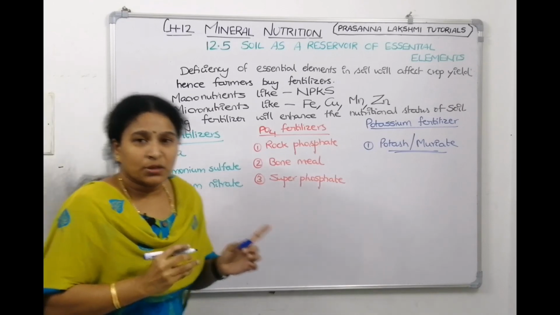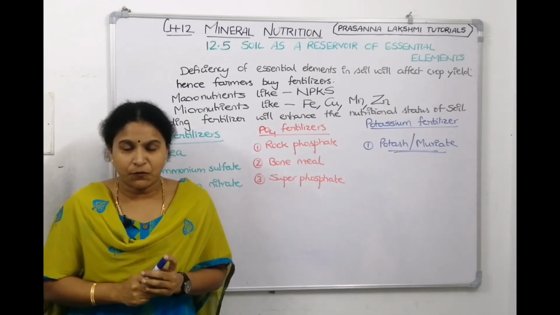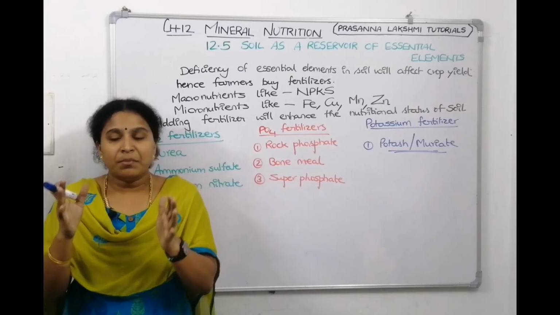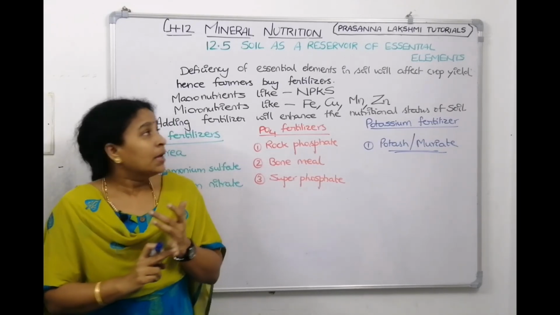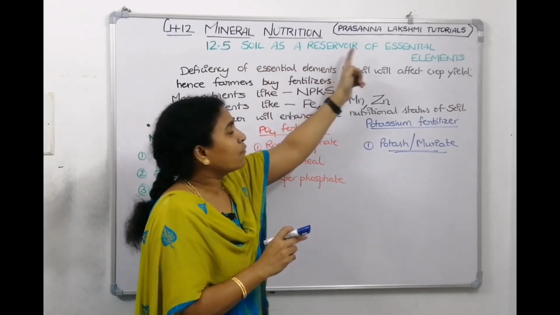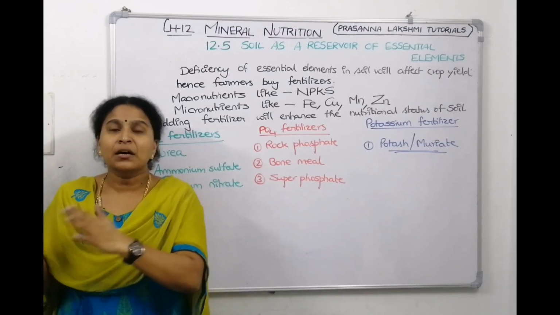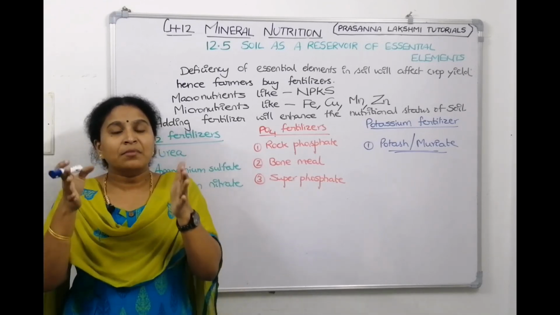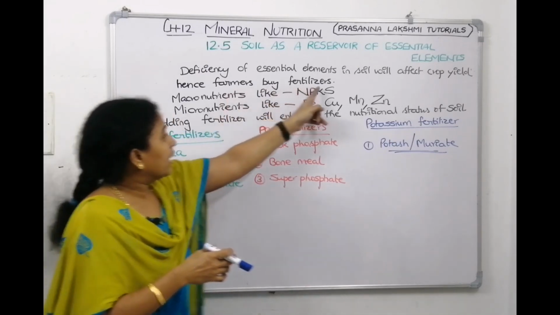Right, children? So this is about our topic today, 12.4 and 12.5. In 12.4, we studied how the minerals are transported, translocation of minerals through xylem. In 12.5, we studied how soil is acting as a reservoir of essential elements. How does the soil get that element? From the rock. And then the soil provides it to the plant. At one point of time, the minerals in the soil will decrease. Then the farmer will buy fertilizers.